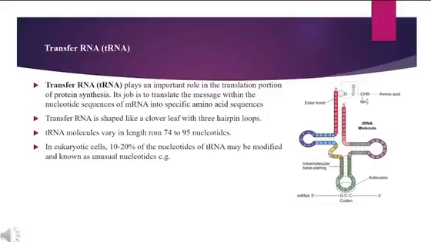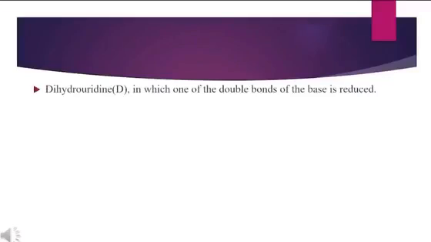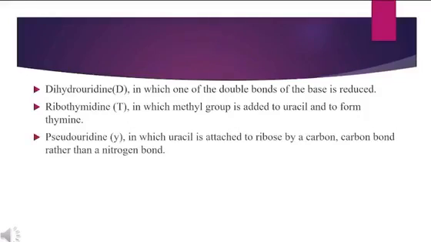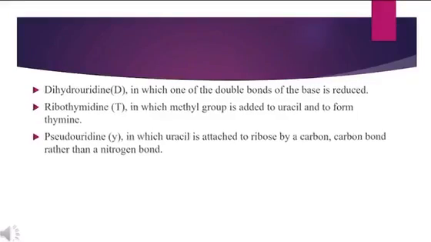For example, first dihydrouridine, D, in which one of the double bonds of the base is reduced. Second, ribothymidine, in which a methyl group is added to uracil to form thymine. Third, pseudouridine, in which uracil is attached to ribose by a carbon bond rather than a nitrogen bond.